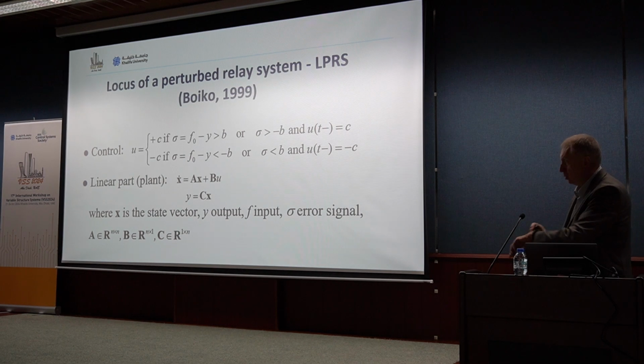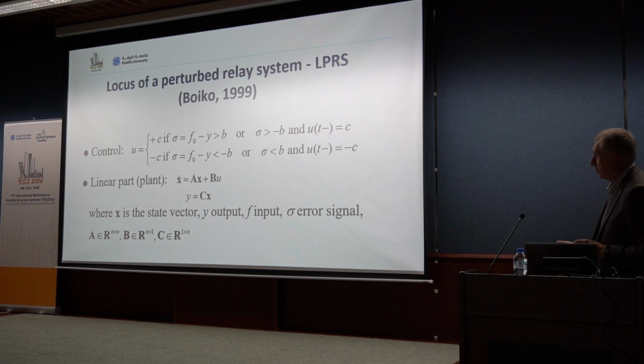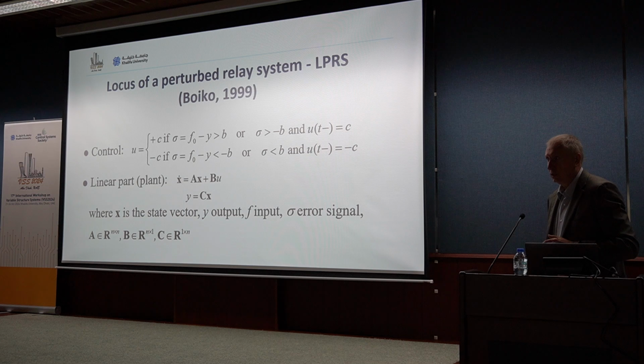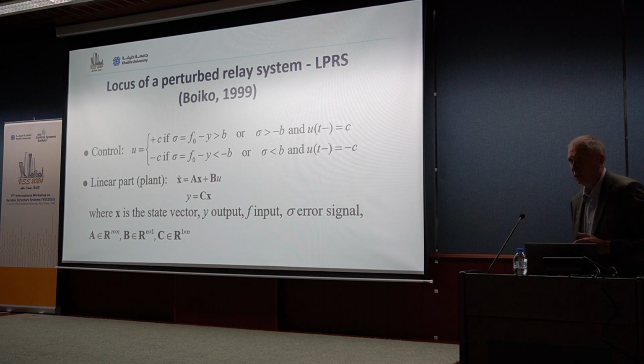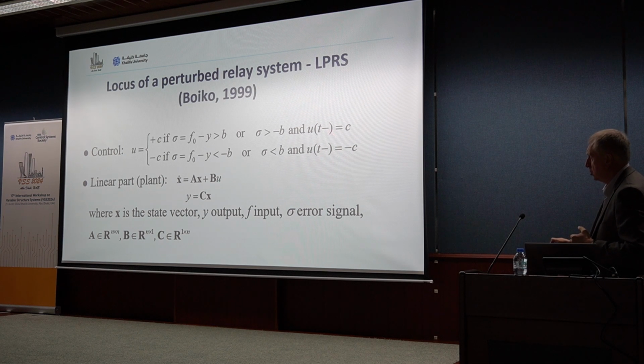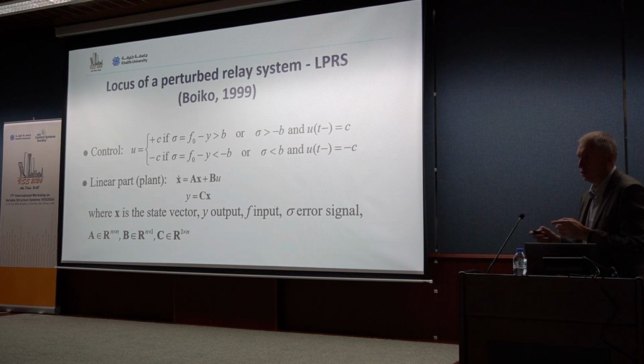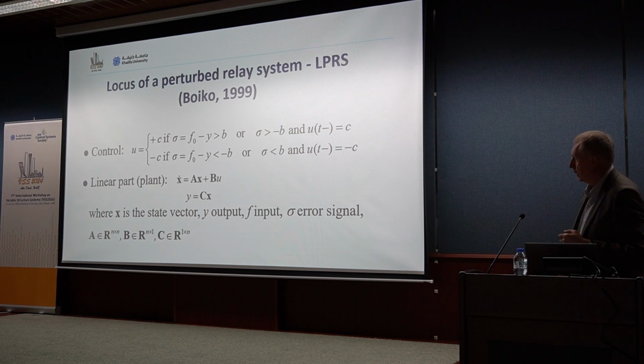And the locus of a perturbed relay system, another method. This is an exact method that I first presented in 1999, and it is applicable only to relay control. So we have a relay control of the hysteresis relay. I assume the hysteresis relay; we can later set this hysteresis value to 0 if we need an ideal relay.